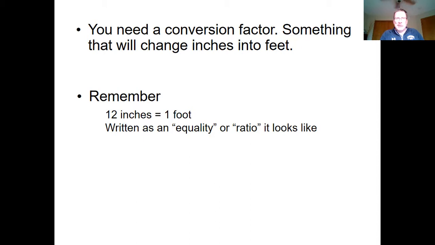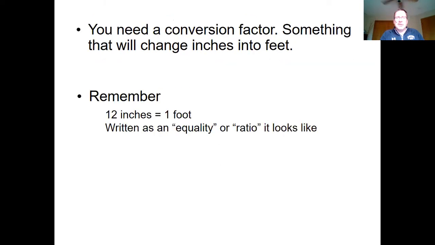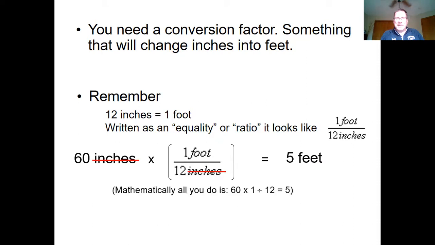Oops, I missed it. You need to convert something that will convert inches into feet. So 60 inches. 12 inches is a foot, written as an equality: 1 foot is 12 inches, or vice versa. 60 inches times 1 foot for every 12 inches. Inches cancel out. And it comes to 5 feet. 60 times 1 divided by 12.